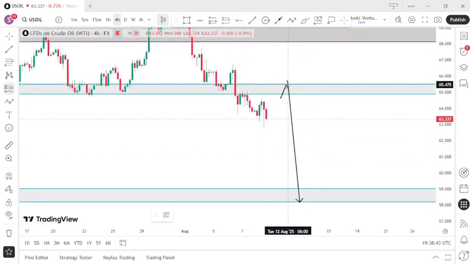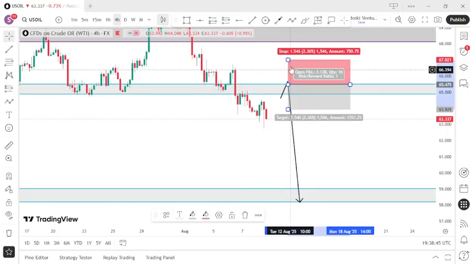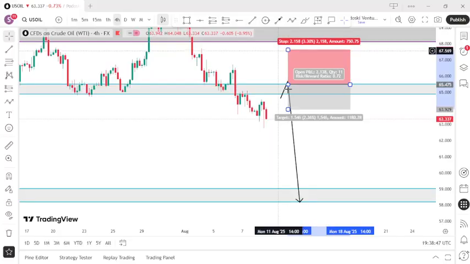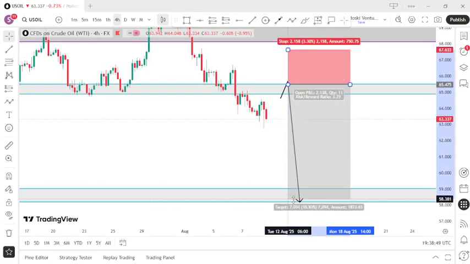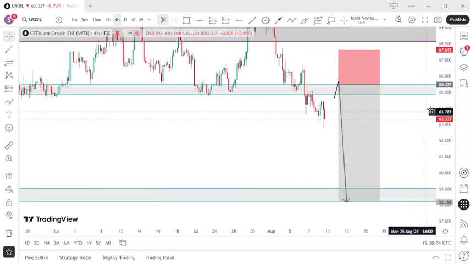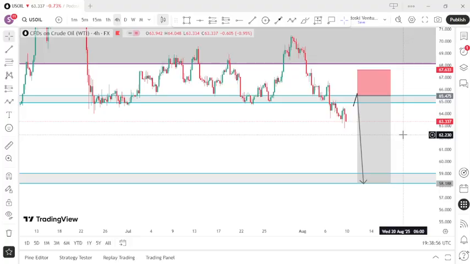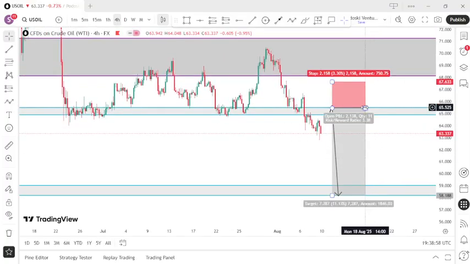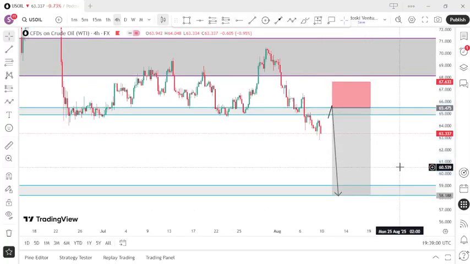So the entry will probably come in from here. I'll put my stop loss above, then I'll take profit below. So this will be a very nice setup on US oil. So that's it on US oil. Let's move on to the next pair.